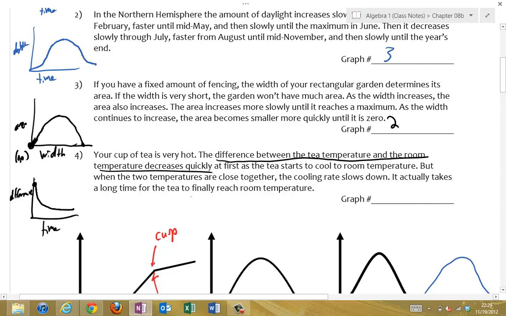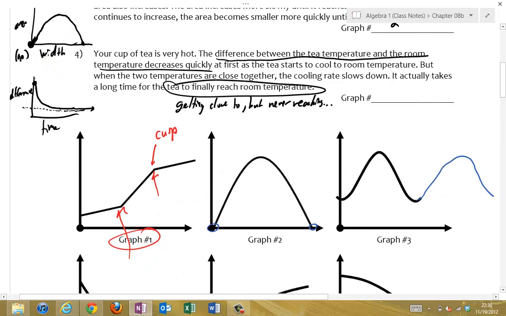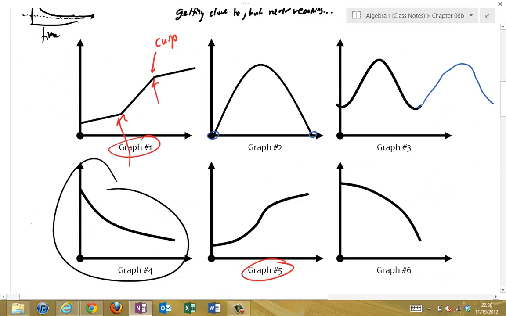It actually takes a long time for the tea to finally reach room temperature. That is sort of like getting close to, but never reaching. Now, in reality, it will reach room temperature, but mathematically it would be very, very close to, but never touch it. So if this is room temperature here, with this dotted line, this curve is going to become infinitely close to it, almost never touching it. So the graph that matches that is graph number 4.